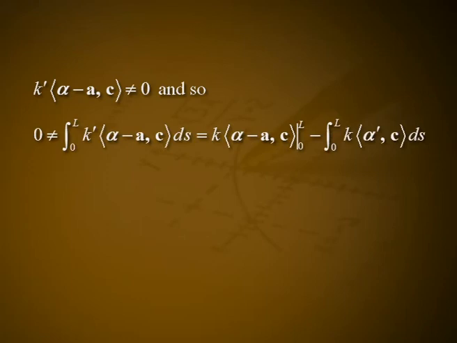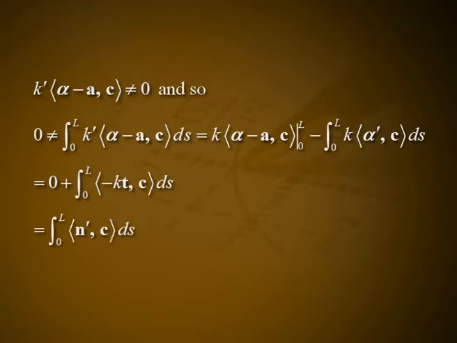At some points, K'⟨alpha − A, C⟩ is not equal to 0, and so 0 is not equal to the integral from 0 to L of K'⟨alpha − A, C⟩ ds, which is equal to K⟨alpha − A, C⟩ over the limit 0 to L, minus the integral from 0 to L of K⟨alpha', C⟩ ds, which is equal to 0 plus the integral from 0 to L of ⟨−KT, C⟩ ds, which is equal to the integral from 0 to L of ⟨N', C⟩ ds, which is equal to ⟨N, C⟩ over the limit 0 to L, which is equal to 0. This contradiction implies there are more than two vertices.